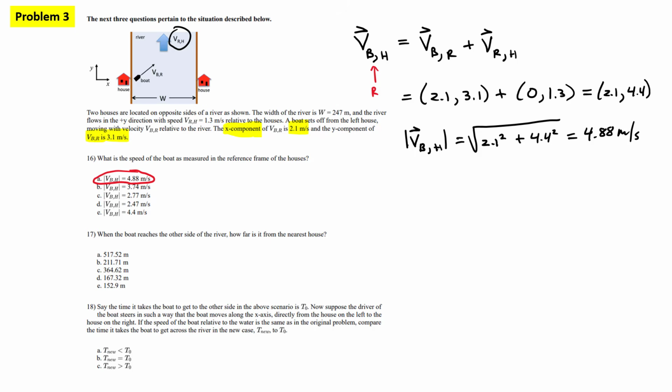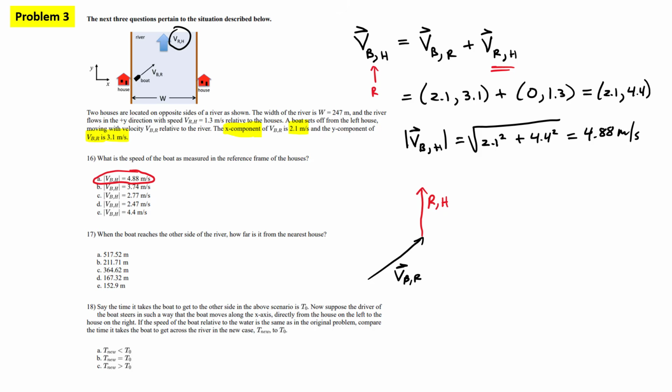All right, next problem says, when the boat reaches the other side of the river, how far is it from the nearest house? Let's draw these vectors and see what this looks like. So we've got the boat relative to the river, which is in this direction. We have its components. And then what else? To that, we're going to add our second vector. This is going to be the river with respect to the house.